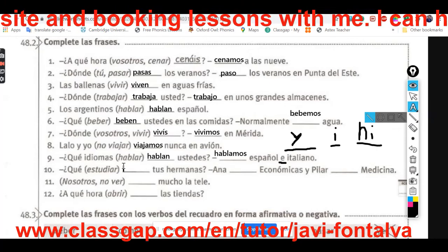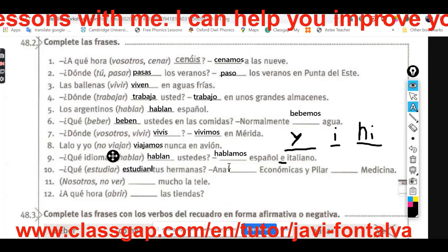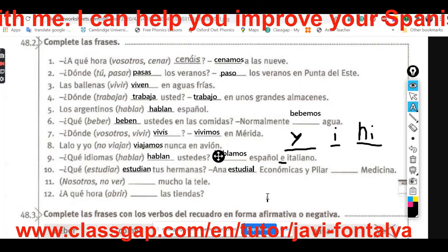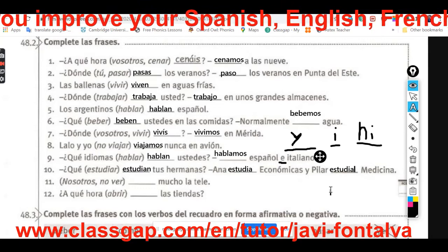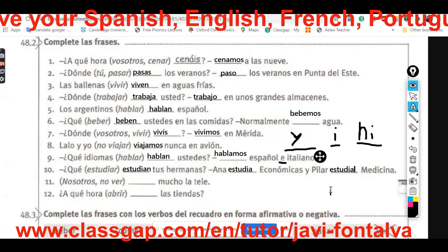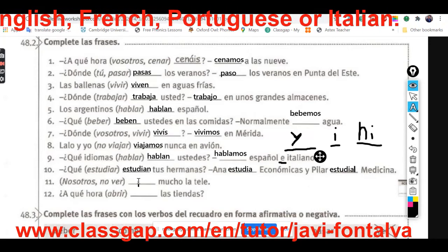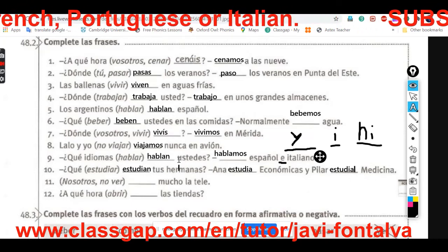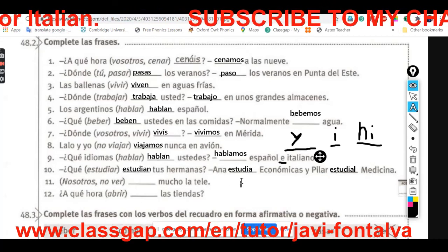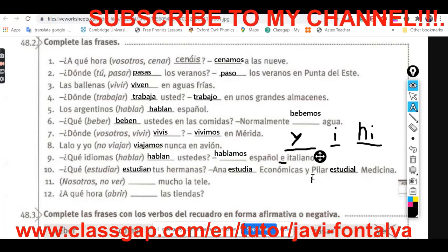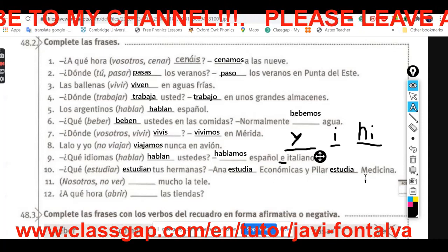Okay, number 10. ¿Qué estudian tus hermanas? Ana estudia económicas y Pilar estudia medicina. Okay, what does this mean? What do your sisters study? Anna studies economics, and Pilar studies medicine. Perfect. You're on fire. Good job, John.